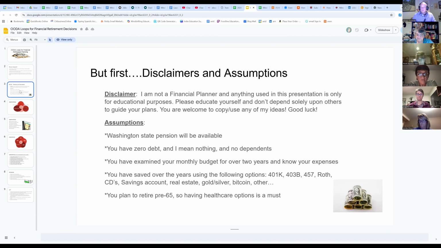So slide 3. A couple of disclaimers, and this is what everybody says on YouTube: I'm not a financial planner, but you can use this for any educational purposes. For those of us from Washington State, where I came from, I'm in Texas now, you have a pension available to you. The other piece is that my short slideshow assumes a person has zero debt, meaning nothing and no dependents. It means you have examined your budget for over 2 years and you know your expenses. It means you've saved using a variety of resources, that you plan to retire before 65, and that you have to think about healthcare options.